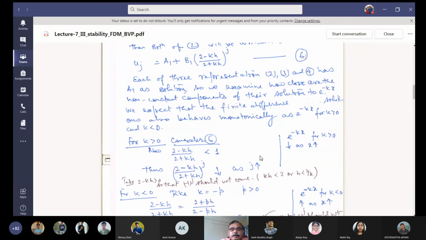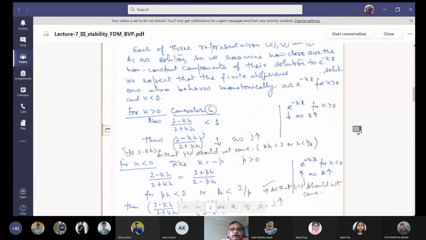Yes, sir. As j approaches infinity, the second part of the solution, either the difference equation or the exact one, both behave exactly in a similar fashion. Yes, sir. Means in this case the method is stable, provided your h should be less than 2 by k. Otherwise, this numerical solution will start oscillating. Is that right?